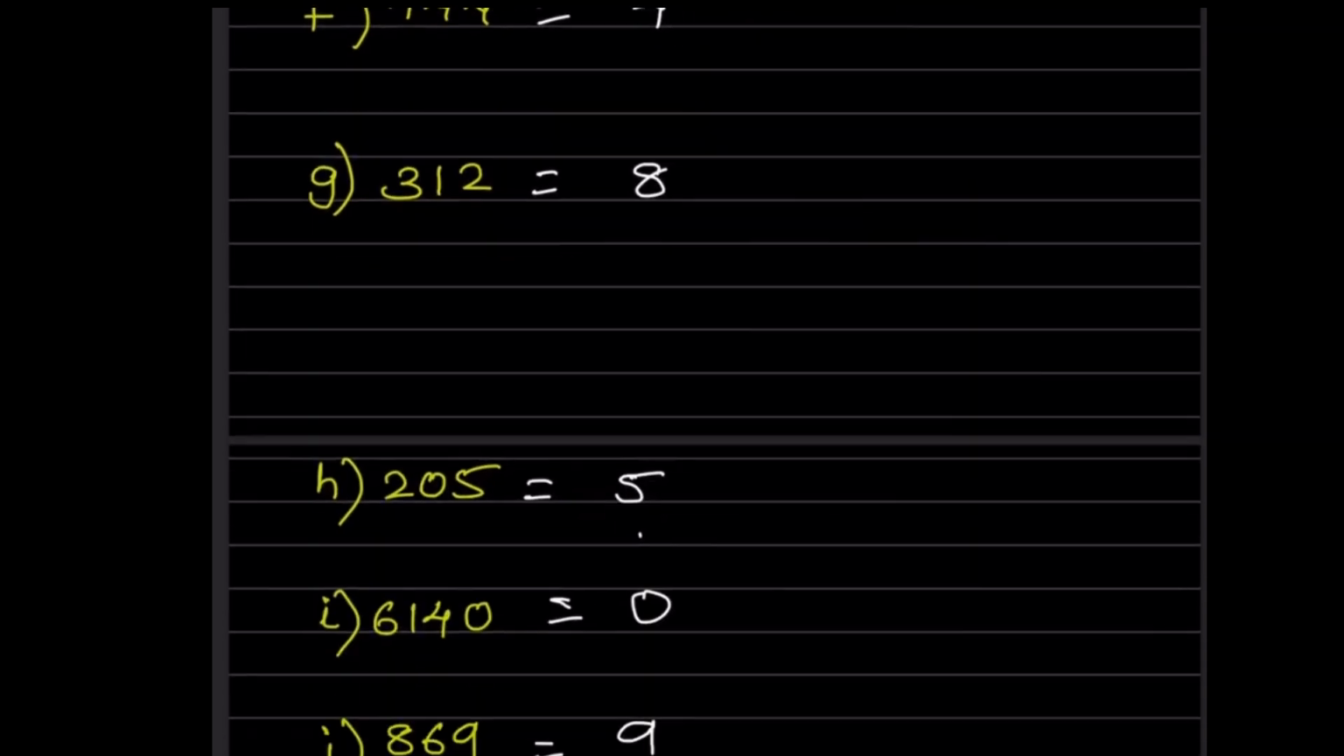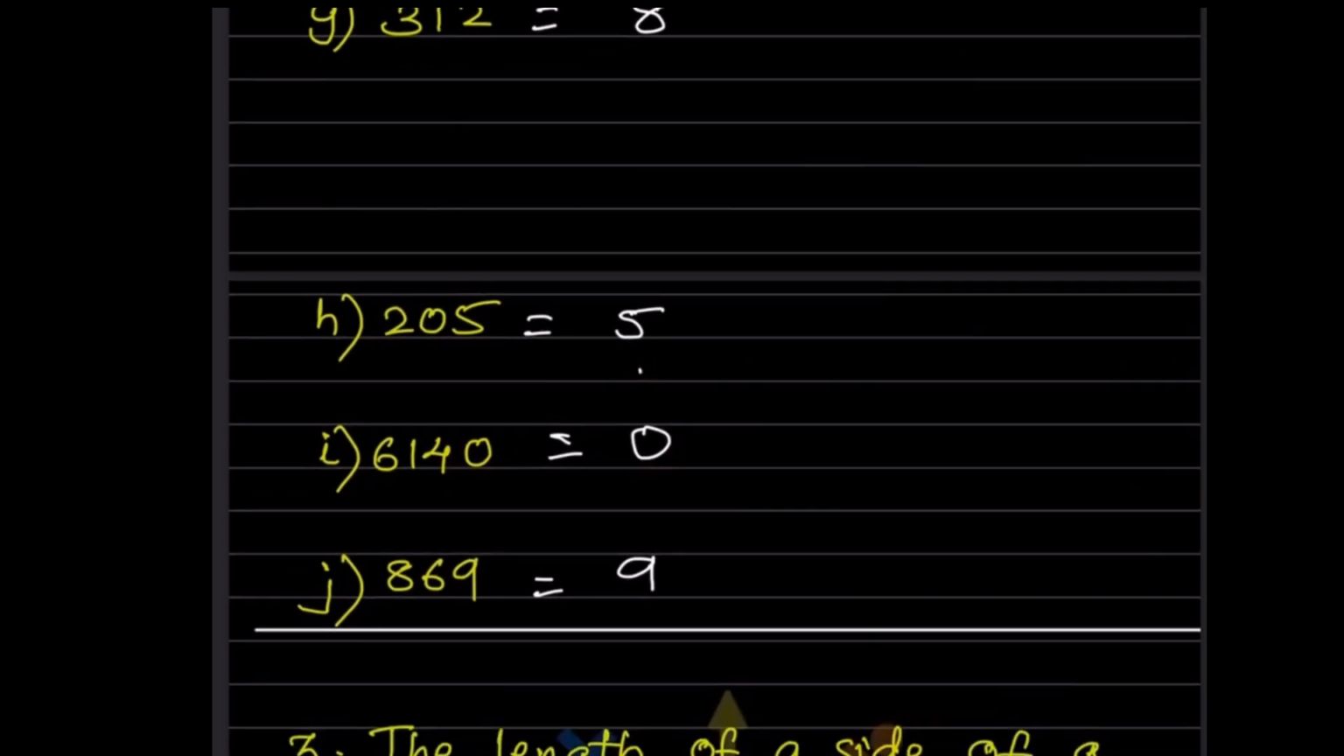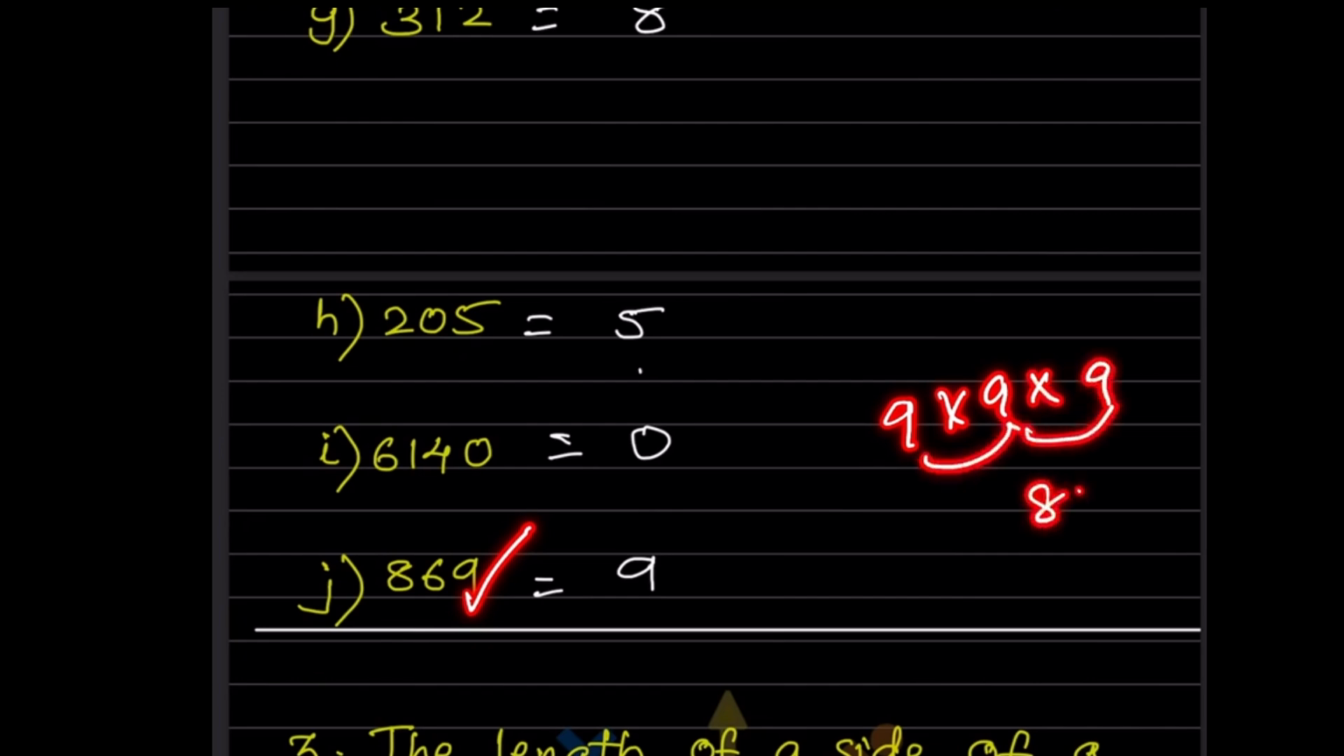Hope this is clear. Now here 5. 5 means here it is going to be 5 into 5 into 5. That is going to be 125. So 125 means the one's digit is 5. 0 means 0 into 0 into 0. That is going to be 0. Now look at this 9. 9 into 9 into 9. 9 9s are 81. 81 9s are. So here again it is going to be 9.